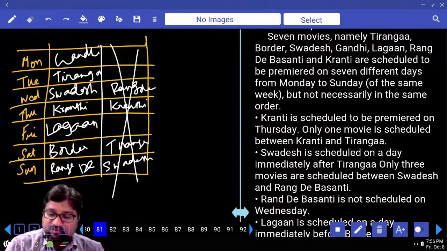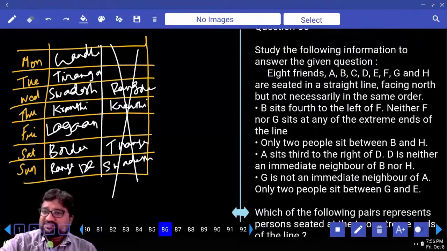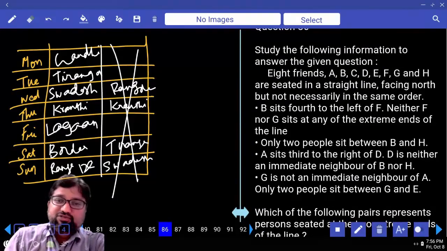Next, we'll jump directly to question number 86. Three puzzles are given in this paper, 2 on seating arrangement and 1 other puzzle. The other seating arrangement question is this. Let's try to solve it.